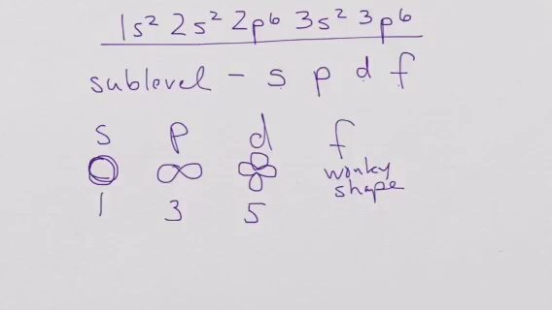And then the f orbitals, you have 7. 7 wonky shaped orbitals make up the f sublevel. Now in every single one of these, they can hold 2 electrons. So if each one of these can hold 2 electrons, then every s orbital can hold a total of 2 electrons. Every p, because we have 3 of them, can hold a total of 6 electrons. D's can hold 10 electrons, and F's can hold 14 electrons.